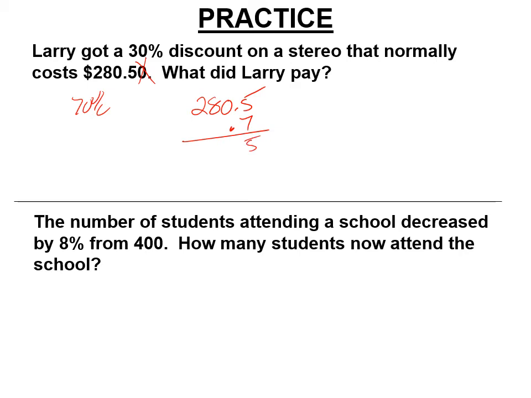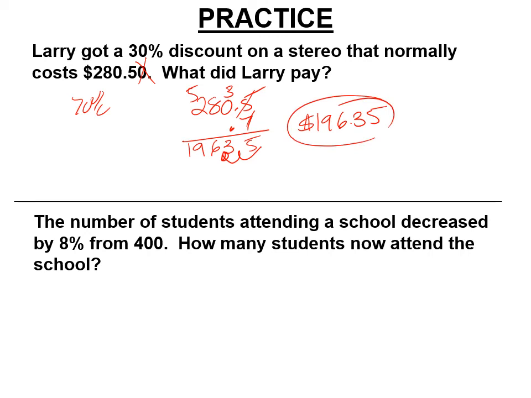5 times 7 is 35. 7 times 0 is 0 plus 3. 7 times 8 is 56. 7 times 2 is 14, 19. And we're moving the decimal twice because I got rid of the 0. He's going to pay $196.35. 70% of the original price.